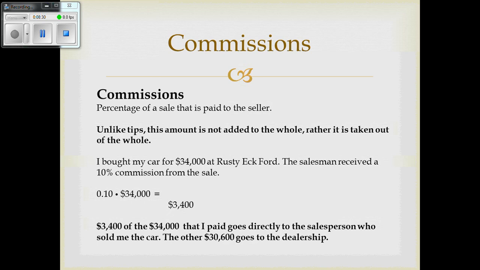equal $3,400. Now that's just a piece of the 34,000. So 3,400 of the 34,000 that I paid goes directly to the salesperson who sold me the car. The other $30,600 goes to the dealership.